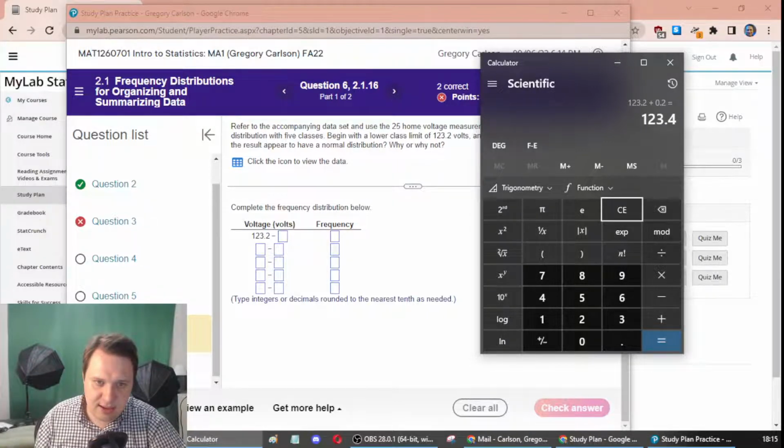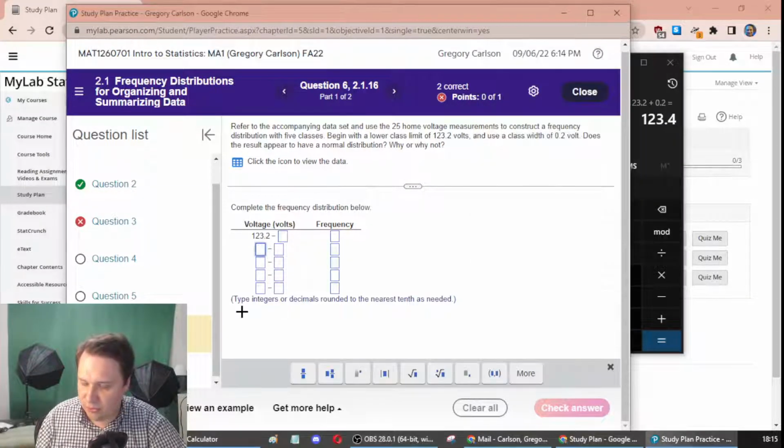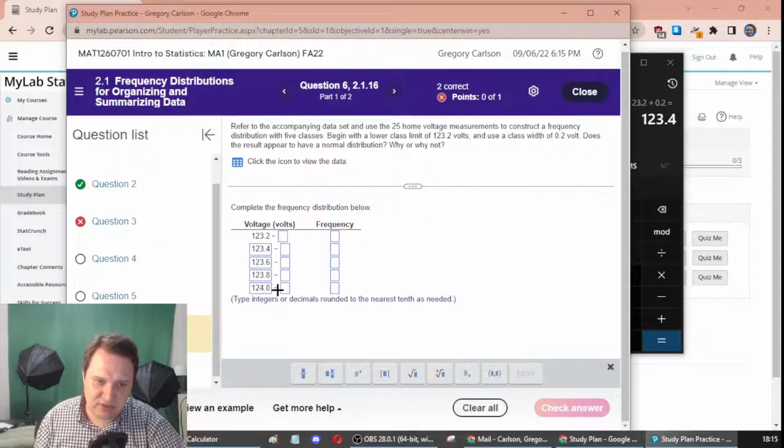And so you see I get 123.4, which gives you the next one. Then add again, 123.6, 123.8, and then 124.0. All right, I don't think that 0.0 is necessary. So we just added the class width over and over again to get the left-hand side.